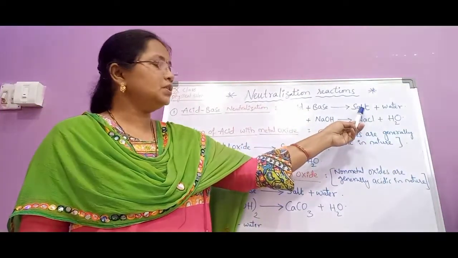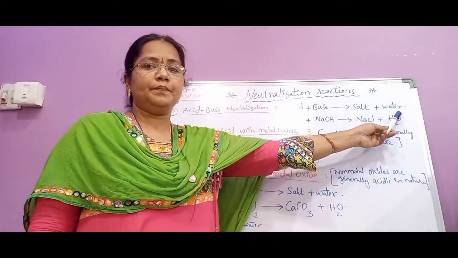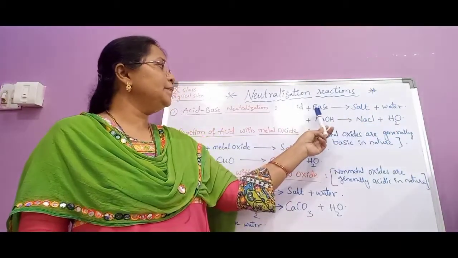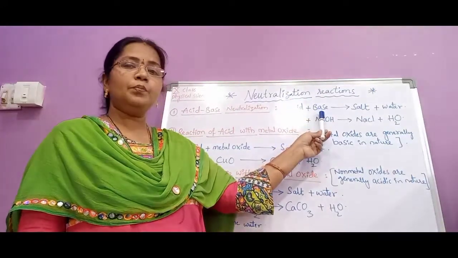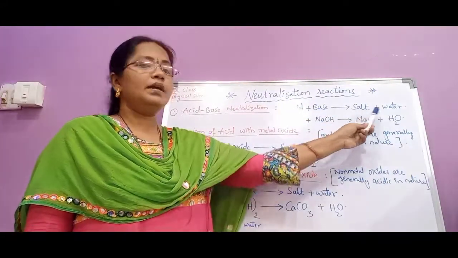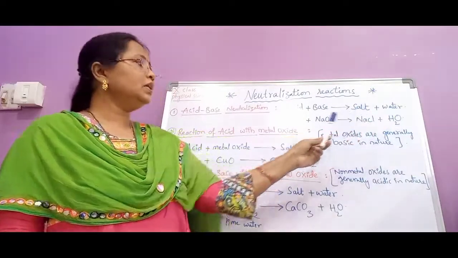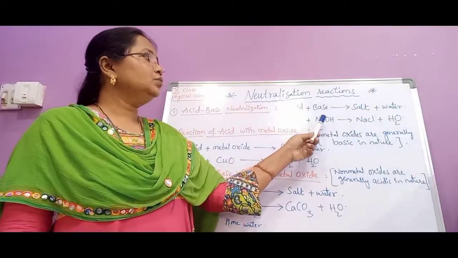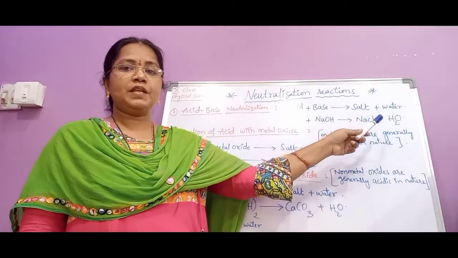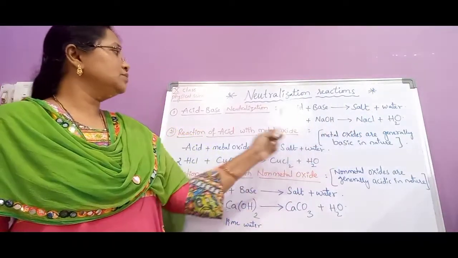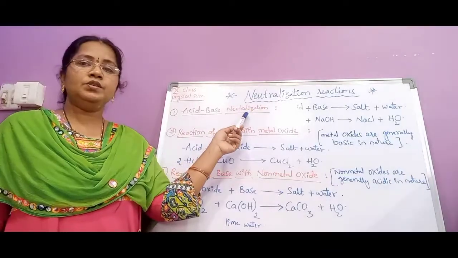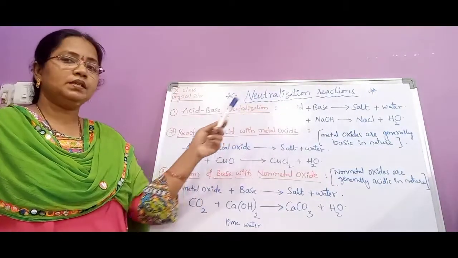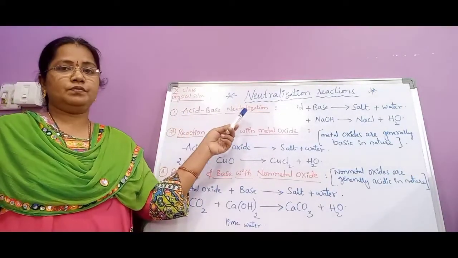The resultant solution is nothing but a mixture of salt and water. What are we going to get when a base is added to an acid, or when an acid is added to a base in a proper proportion? We are going to get salt and water as the products. So the reaction of acid and base to get salt and water as the products is known as a neutralization reaction. This neutralization is taking place between acid and base. Hence it is acid-base neutralization.